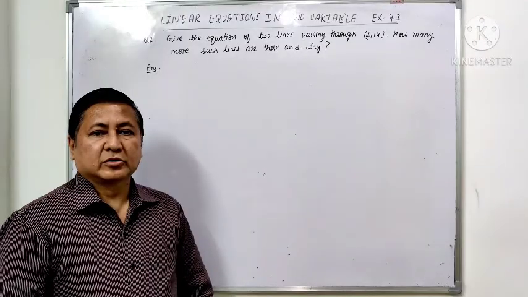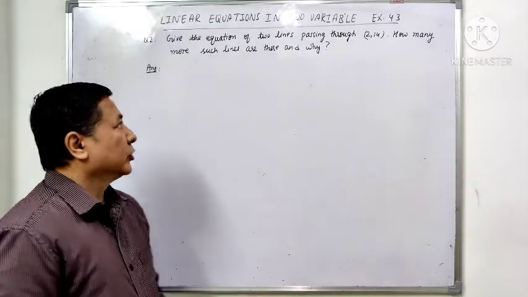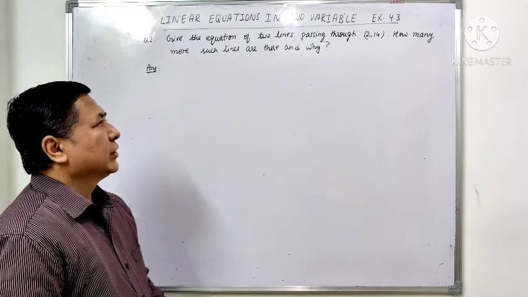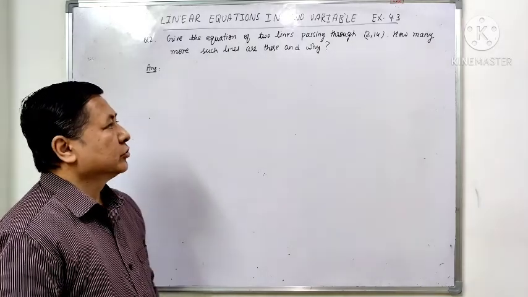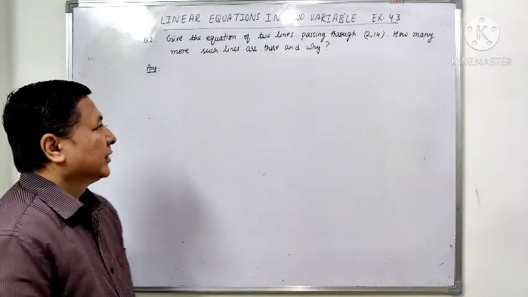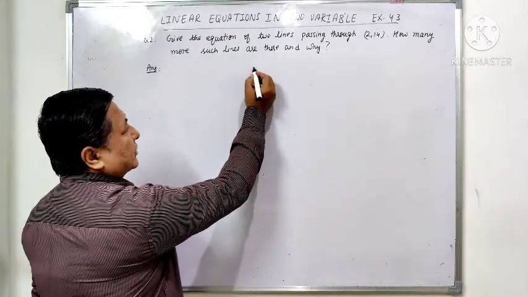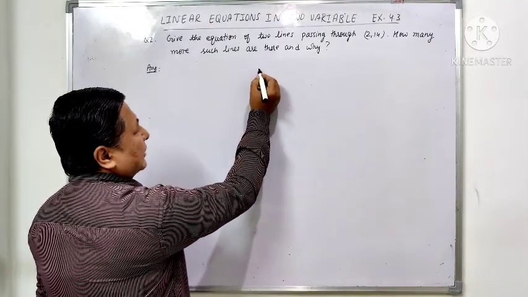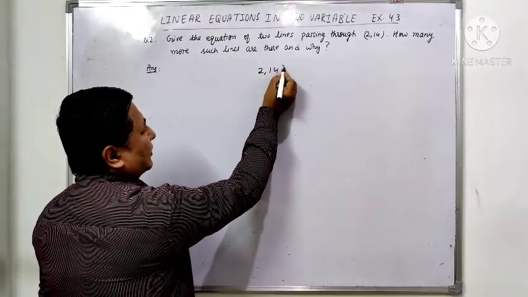Now let us solve question number 2 of this exercise 4.3. Give the equations of two lines passing through (2, 14). How many more such lines are there and why? Now see, in this question it is given that the line is passing through the point (2, 15).